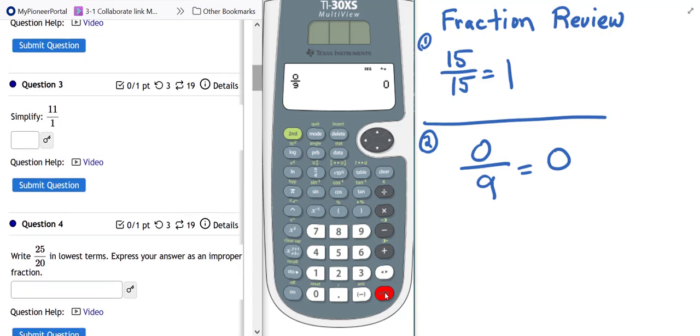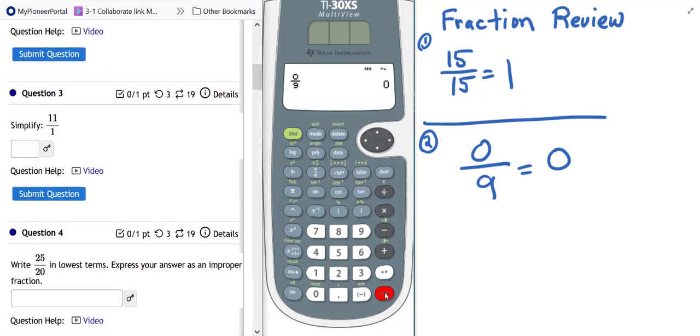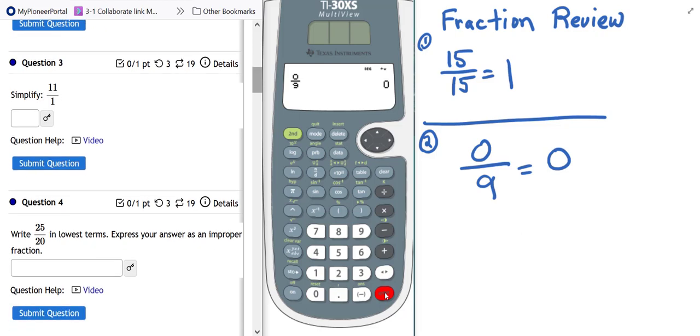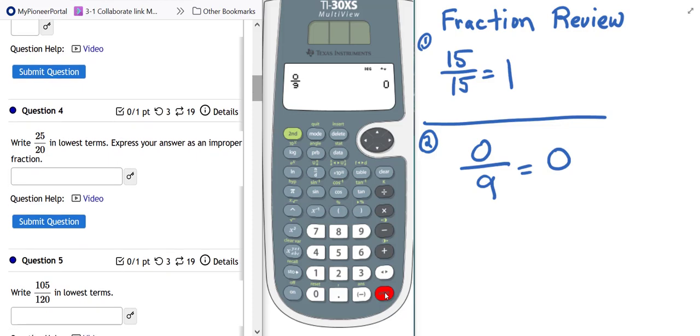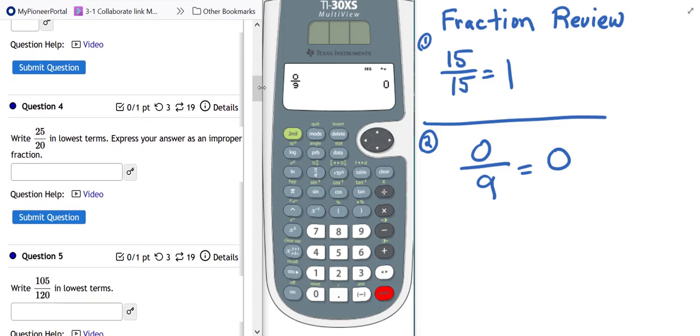Anything divided by 1 gives you back the same thing. You could put it in the calculator. So, not so concerned about those. I want to show you some of these others. Reducing is a really nice feature on the calculator.